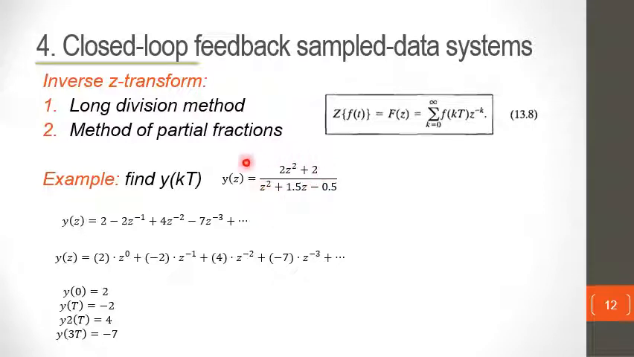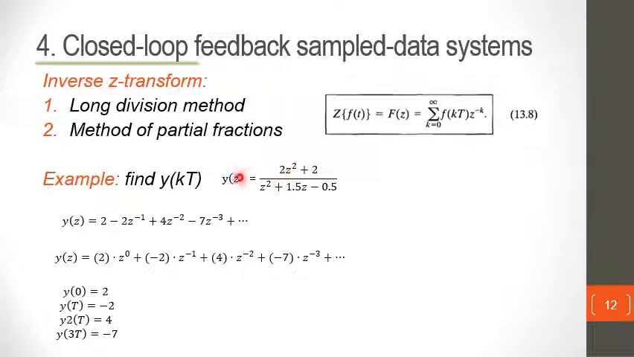So the output signal is (2z squared + 2) divided by (z squared + 1.5z - 0.5), and we want to recover the signal y(kT). What are the samples? Maybe the first 4 samples, for instance. Now, in this instance, we use the long division method.